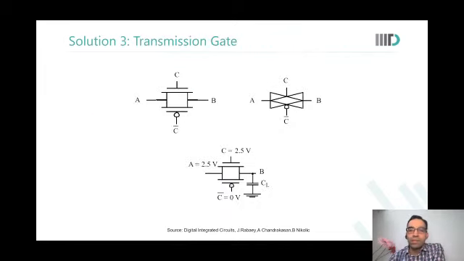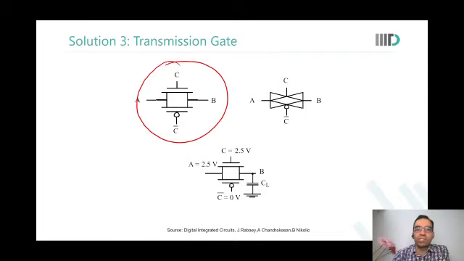Okay. So we had this VT drop and everything. To avoid the VT drop, instead of pass gates, you use transmission gates. Now what happens? Whether the input is 0 or 1, you will be able to transmit A to B.